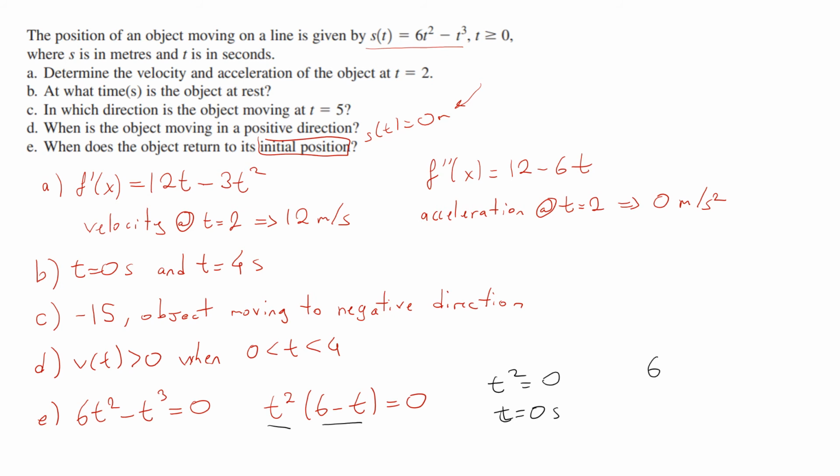The other one is 6 minus t equaling 0, which when I send 6 to the other side as negative, I will get negative t equaling negative 6. Divide each side by negative, so I will get t equaling 6 seconds. So I can say my object returns to its initial position at t equals 6 seconds.